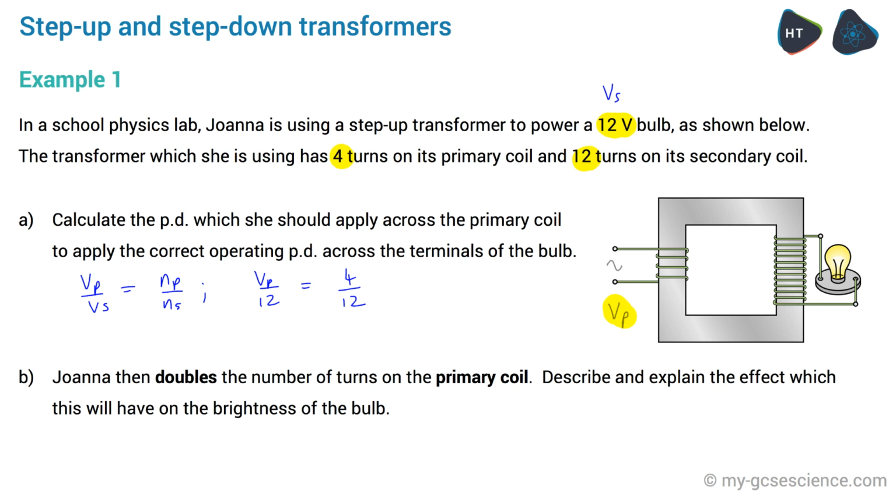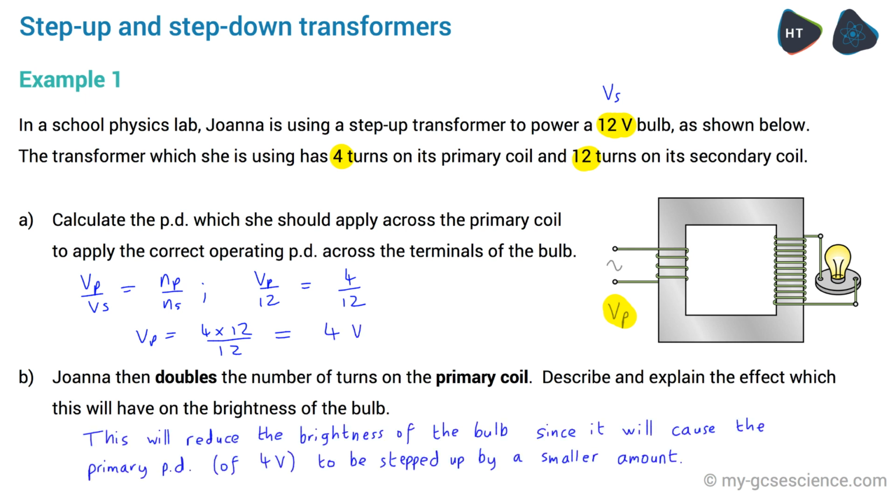What I'm going to do here is to multiply both sides by 12, or bring this 12 across to multiply, so that gives us Vp equals 4 times 12 over 12, which gives a final answer of 4 volts. For part B, this will reduce the brightness of the bulb because it'll cause the primary PD to be stepped up by a smaller amount.